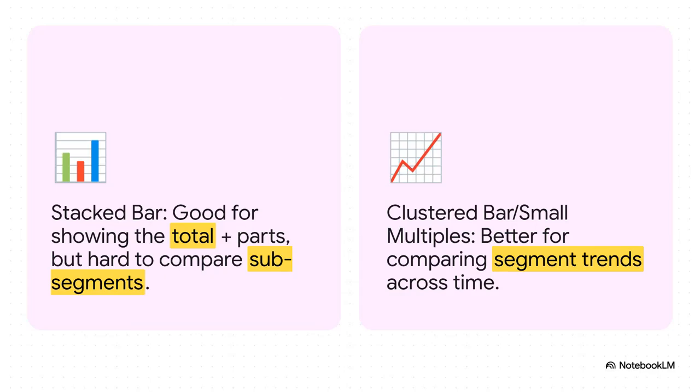This is a fantastic example of how the specific question you're trying to answer really dictates the chart you use. A stacked bar is great for seeing the total grow, but try to follow the trend for just the pickup orders. It's hard, right? That's because their starting point, their baseline, keeps changing. So if comparing the segments is the real priority, something like a clustered bar or even small multiple line charts would be a way clearer choice.